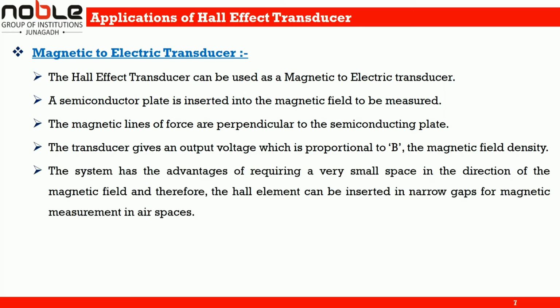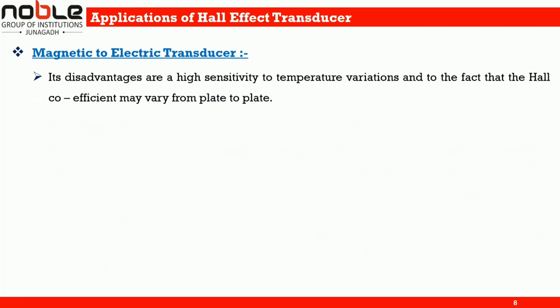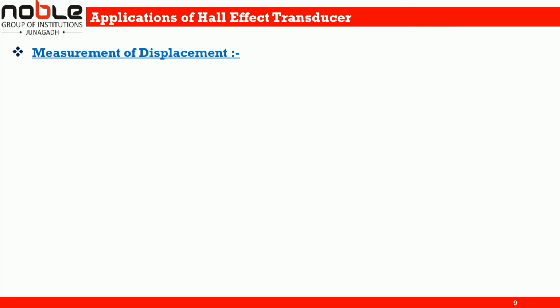Now, in magnetic to electrical transducer, the system has the advantages of requiring a very small space in the direction of the magnetic field, and therefore the Hall element can be inserted in narrow gaps for magnetic measurement in airspace. Also, the element gives out a continuous electric signal in direct response to the magnetic field strength. Its disadvantages are high sensitivity to temperature variations and the fact that the Hall coefficient may vary from plate to plate.